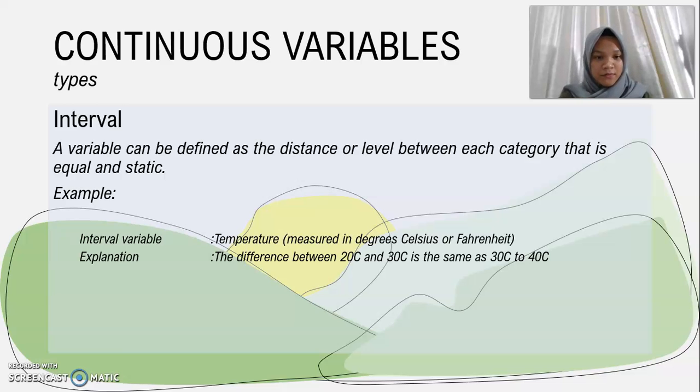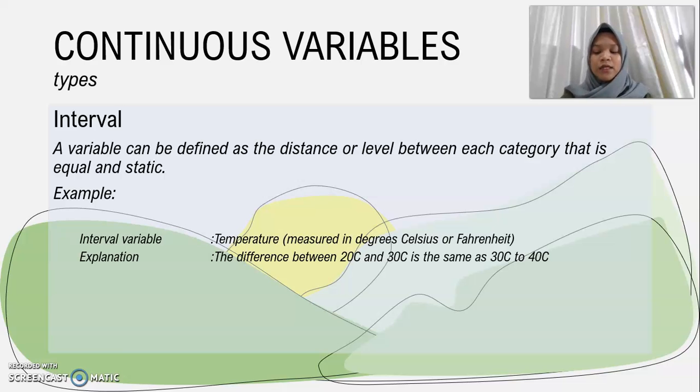Let's see the example. The interval value variable is temperature. The explanation is that the difference between 20 Celsius and 30 Celsius is the same as 30 Celsius to 40 Celsius. So you can see 30 Celsius minus 20 Celsius is 10 Celsius. 40 Celsius minus 30 is 10. So 20, 30, 40, the difference is 10. The same, equal and static. That's why it's equal and static.